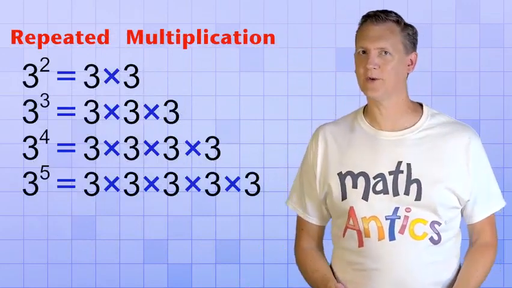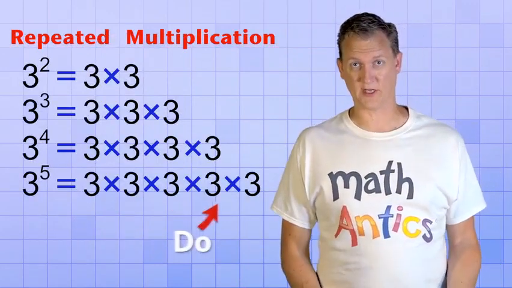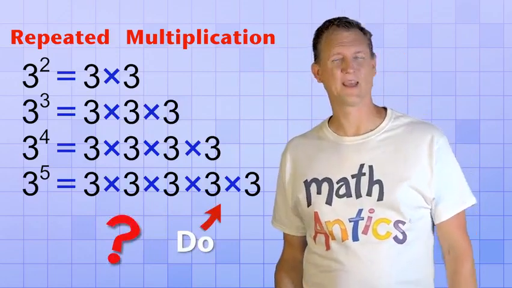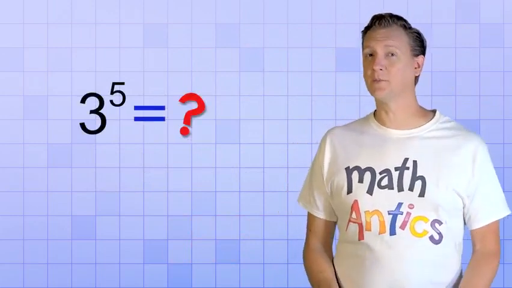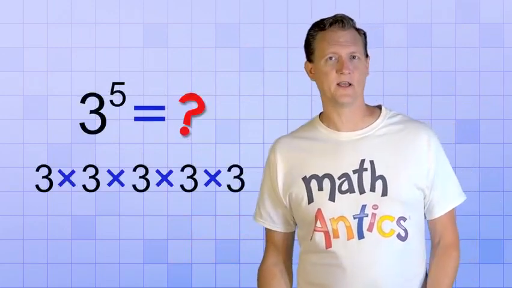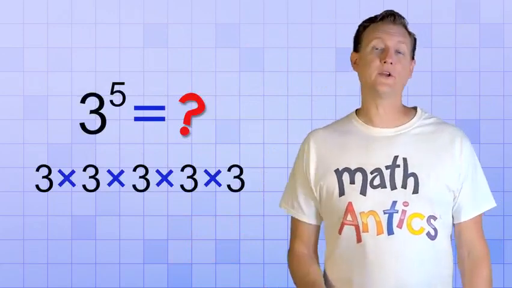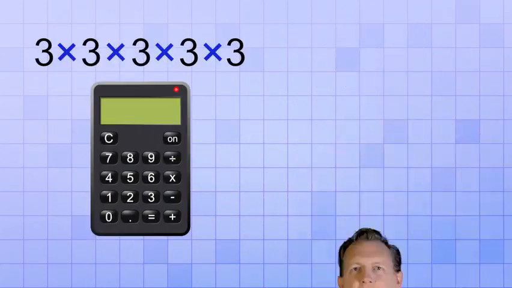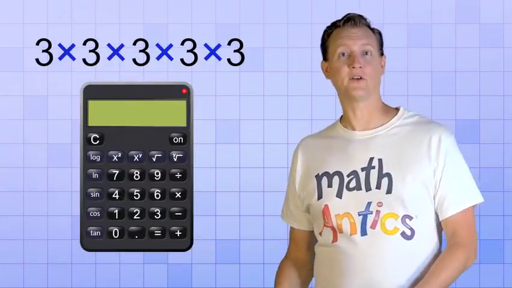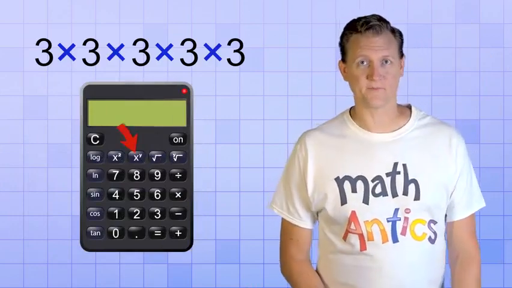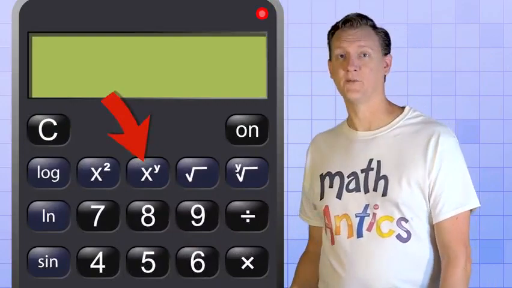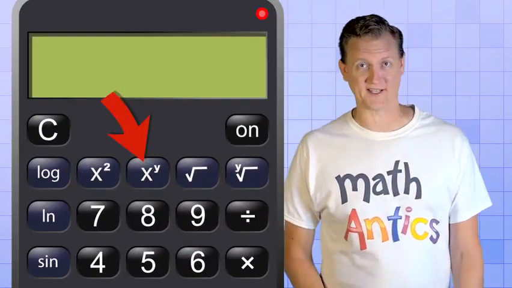But what about when you actually need to do repeated multiplication? Do exponents help then? Well, yes and no. If you have to actually figure out what 3 to the fifth power is, you still need to multiply 3 together 5 times, and you could do that by hand, or you could use a calculator to help you. In fact, if you have a multifunction or scientific calculator, it might have a button on it that looks something like this, x to the power of y, which makes calculating exponents really easy.